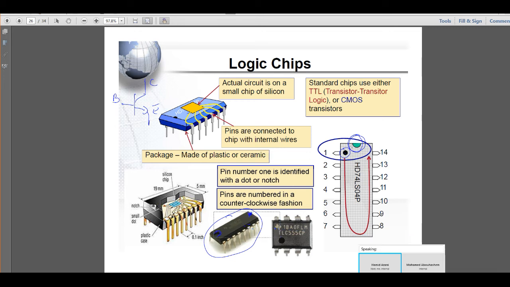So you face that notch toward you, and you count from left to right in the counterclockwise direction. You count 1 and so on, 1, 2, 3, 4 to the last one. For this case, we have 7 terminals on this side, and you continue here. Don't jump to that side and come back. You don't do this. You continue counterclockwise. It's like your clock, but the other direction.